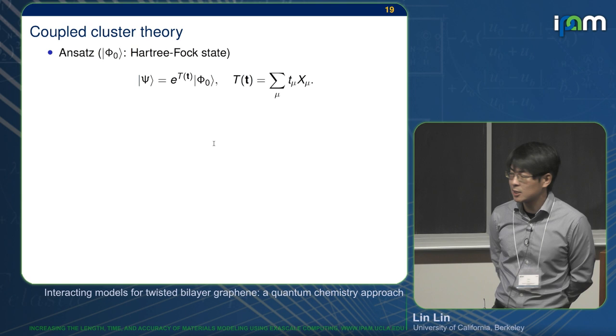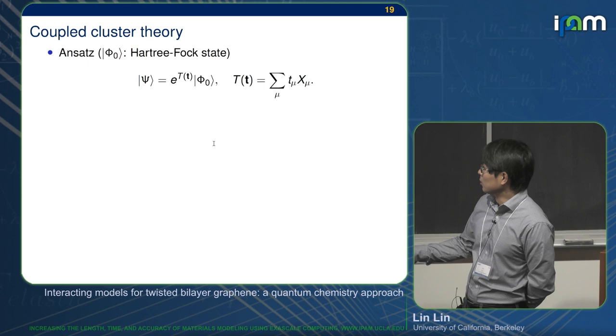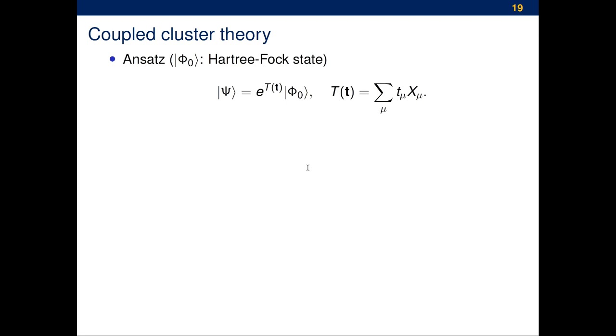You start from Hartree-Fock and call it psi zero. You write down the ansatz for your many-body wave function to be e to the T, where capital T is an operator and small t is a parameter. Capital T is written as a linear combination of these parameters t mu times X mu, where X mu is really the excitation operator. Specifically, mu is a multi-index going from i1 to ik, those are the occupied states.